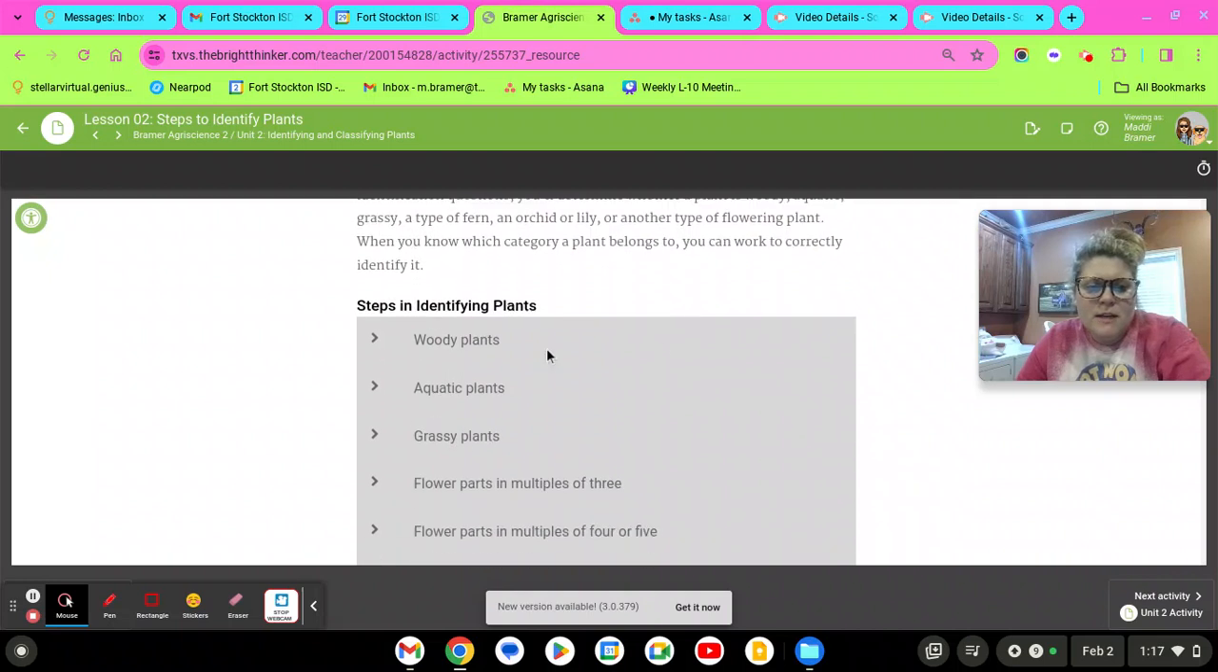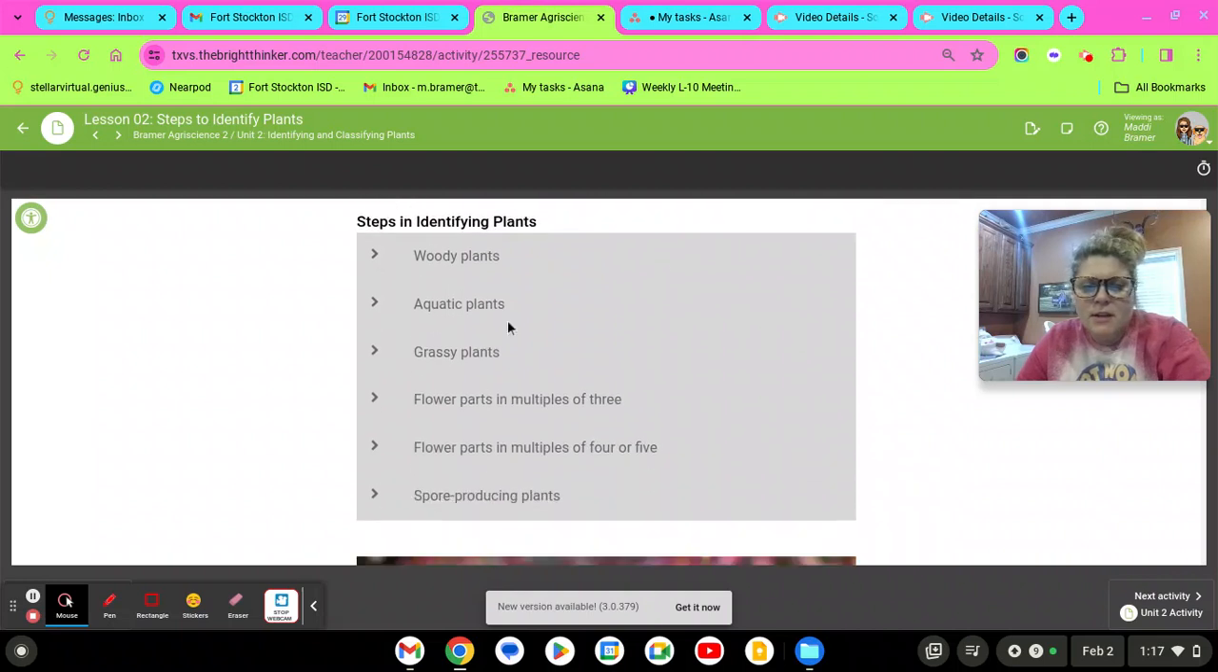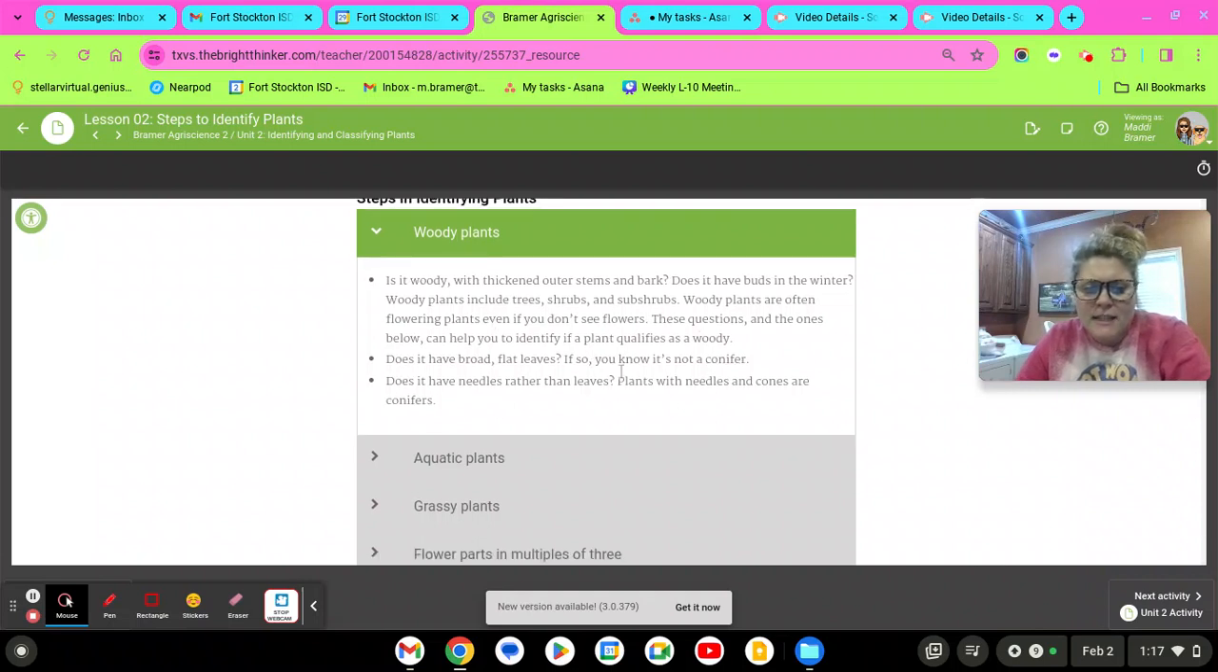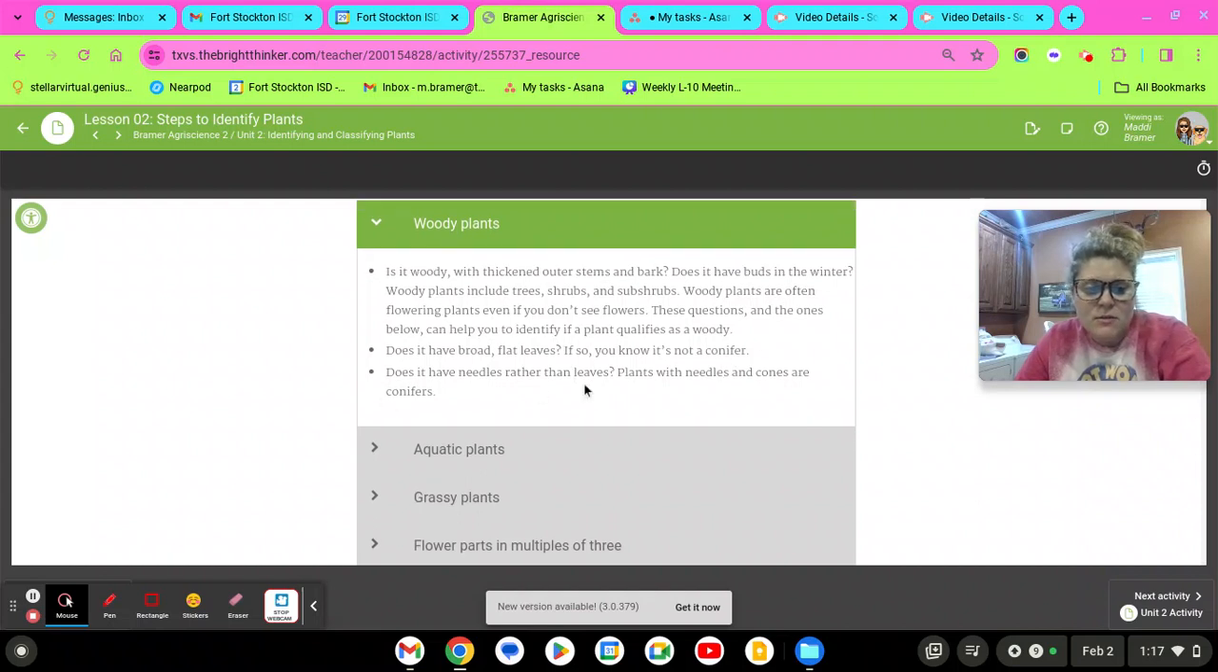So some steps in identifying plants. There are these different categories: woody, aquatic, grassy, flower parts in threes, flower parts in multiples of 4 and 5, and spore producing plants. So woody plants, these are typically going to be your trees, but also your shrubs or bushes or things that have a wood stem. Okay, so that's how you can categorize them. Does it have broad, flat leaves? If so, it's not a conifer. Does it have needles? Then it's going to be a conifer.